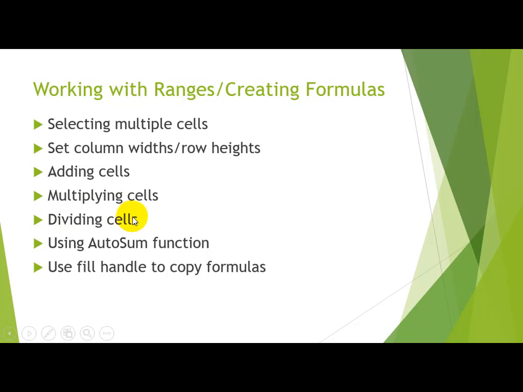We click on the equal sign and then click on the cells that we want to add, multiply, divide, typing in the proper function. That could be the plus sign or the minus sign or the multiply or divide. We wrapped up talking about the AutoSum feature, quick way to add things up, very useful tool. We'll be looking at that a lot more in depth later. And then we even showed you how to use the fill handle to copy formulas from one cell to another.